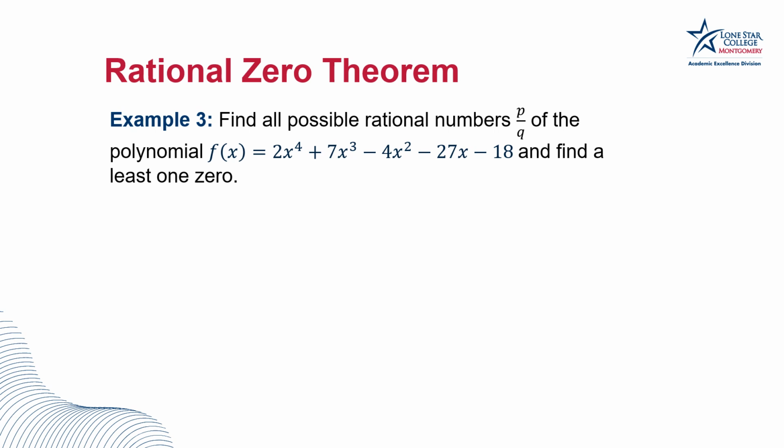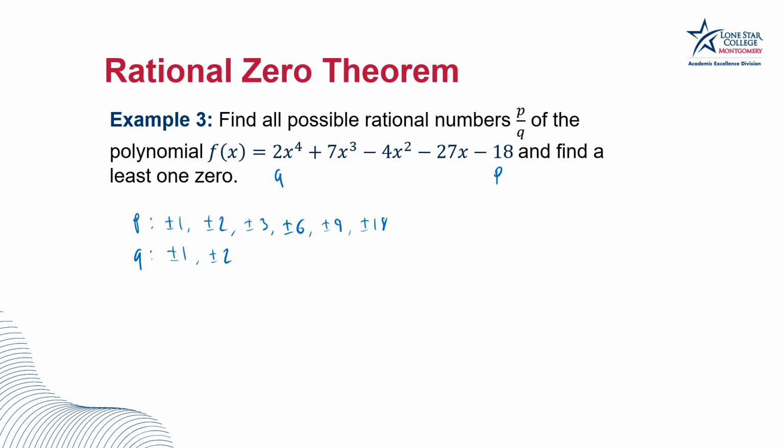So the first thing we need to do is figure out what our p and our q is. Our p is always our constant, which is in this case negative 18, and our q is the leading coefficient, which is 2. So first thing we do is find all possible factors of p, which is 18. So that would be plus or minus 1, 2, 3, 6, 9, and 18. And all possible factors of q, which is 2, would just be 1 and 2.